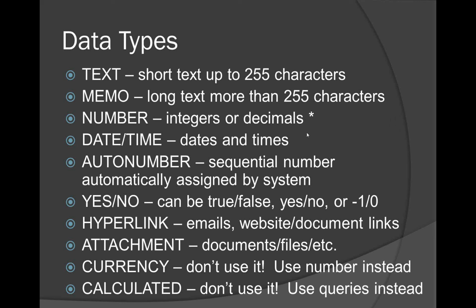There is an exception, but we'll come back to that in a second. For now, we'll just call that number. There is date time for dates and times. Auto number, this is huge. This is that field that we talked about earlier. This is going to be a column where Access will automatically assign a sequential number, 1, 2, 3, 4. Every time you add a new row, it'll just automatically fill that in.